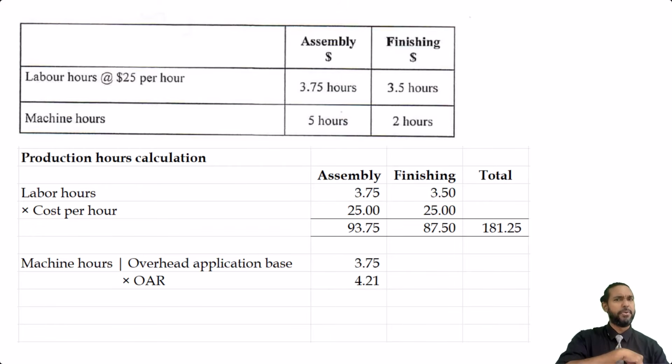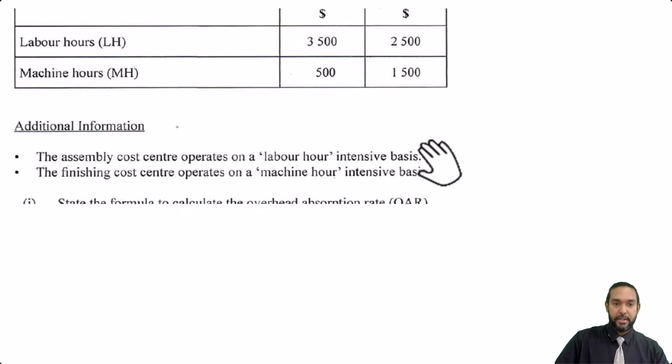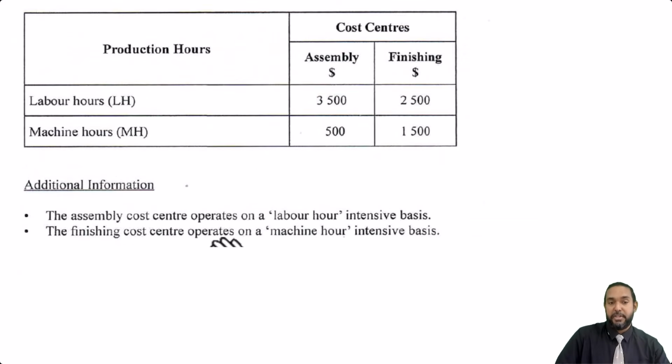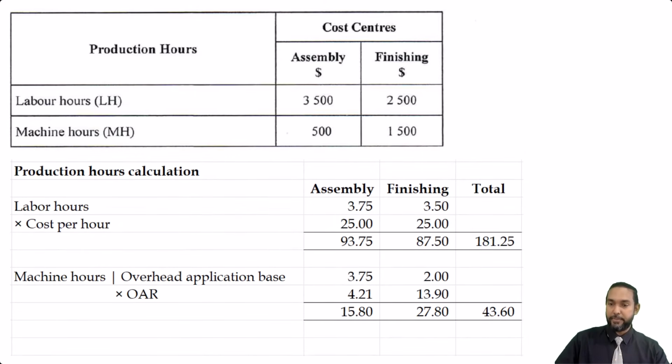Remember 421 from the previous calculation, previous page? And that's going to give us 1580, right? For the finishing department, we have 2 hours. Now, we can use machine hours, the 2 hours there, because they tell us in their lovely phrasing here, the finishing cost center operates on a machine hour intensive basis. And the OAR was based on machine hours, which is 1390, and we get 2780. And when you add across, you get 4360, right?